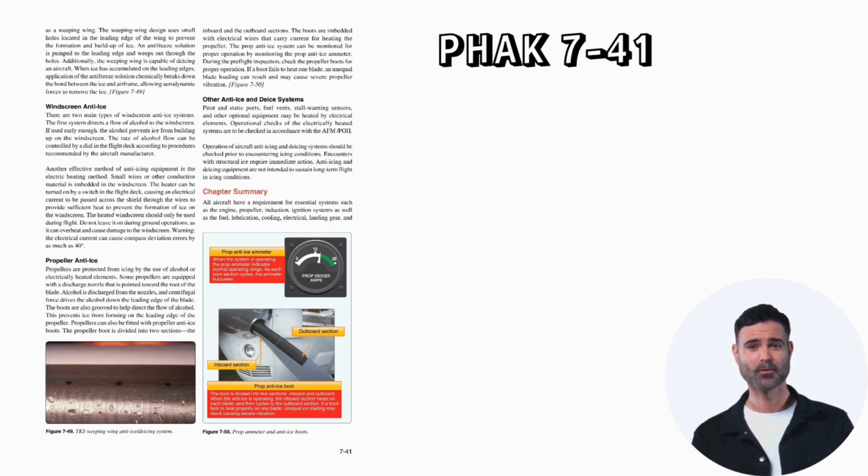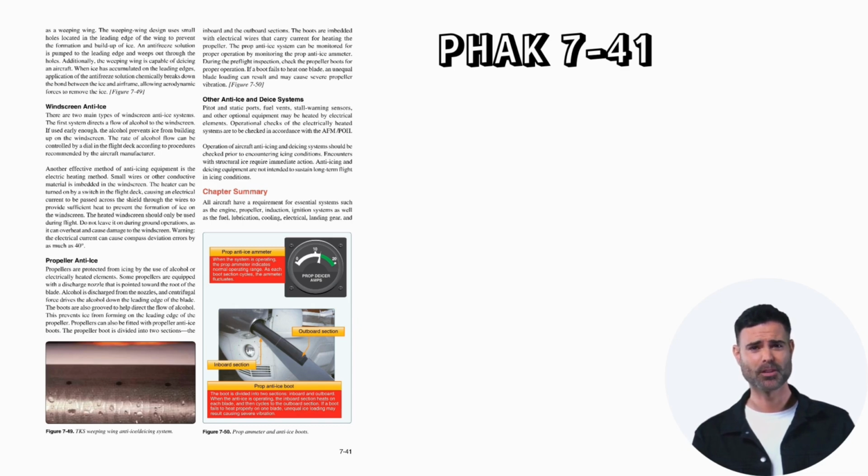Propeller anti-ice. Propellers are protected from icing by the use of alcohol or electrically heated elements. Some propellers are equipped with a discharge nozzle that is pointed toward the root of the blade. Alcohol is discharged from the nozzles, and centrifugal force drives the alcohol down the leading edge of the blade. The boots are also grooved to help direct the flow of alcohol. This prevents ice from forming on the leading edge of the propeller.